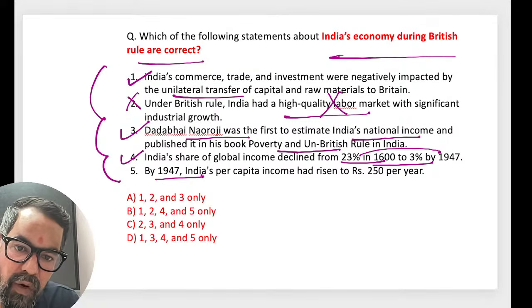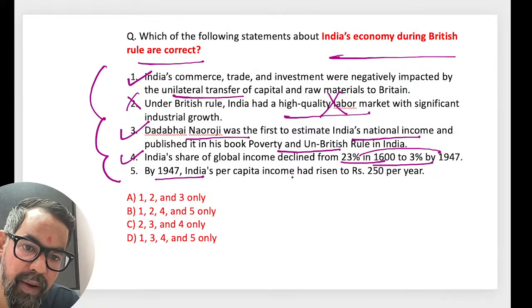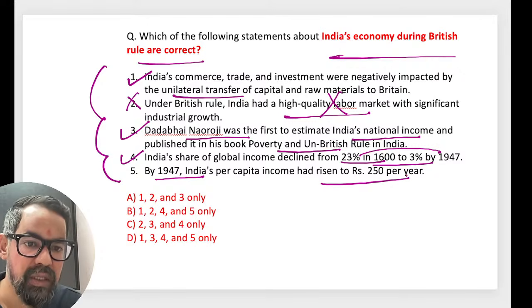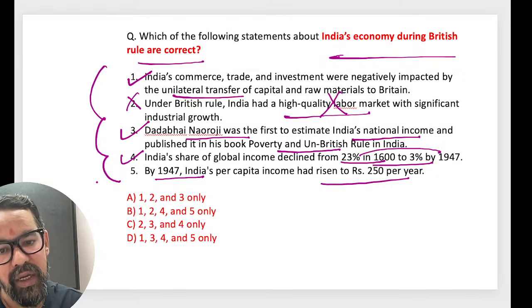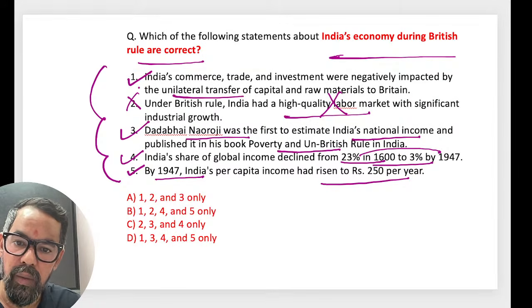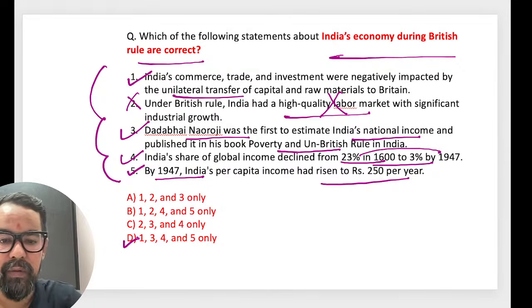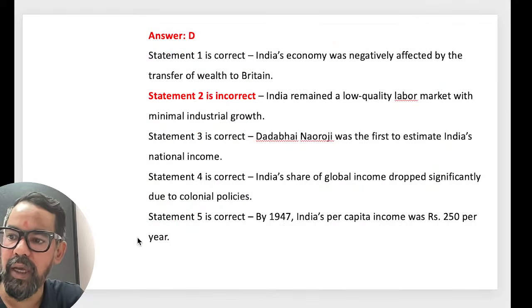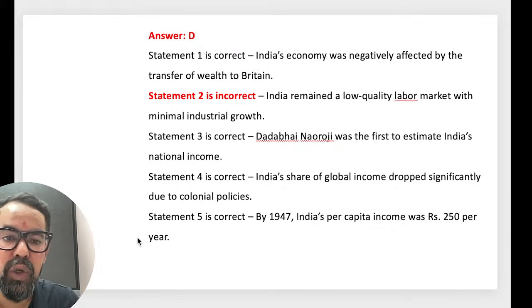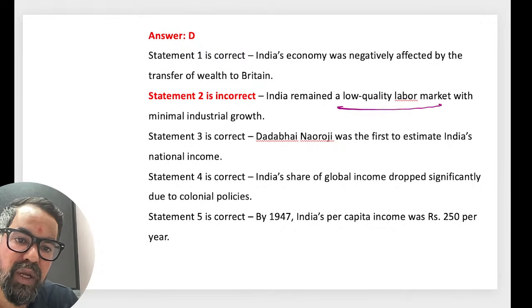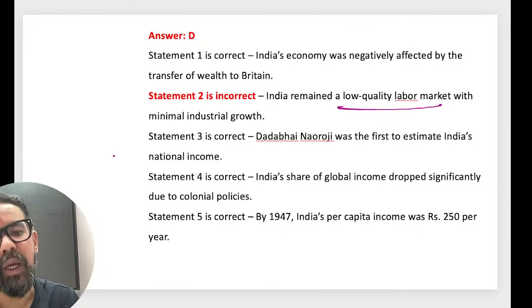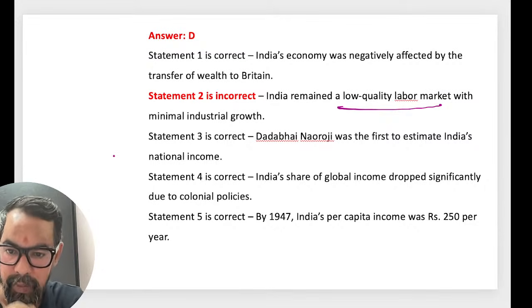By 1947, per capita income has risen to 250 per year. ठीक है, that is also correct. ठीक है, so 1345 means D will be the right answer for this particular one. Very good guys, awesome. सही आंसर करें सब लोग. ठीक है, so the only statement was it remained low quality poor market with minimal industrial growth. Next one.